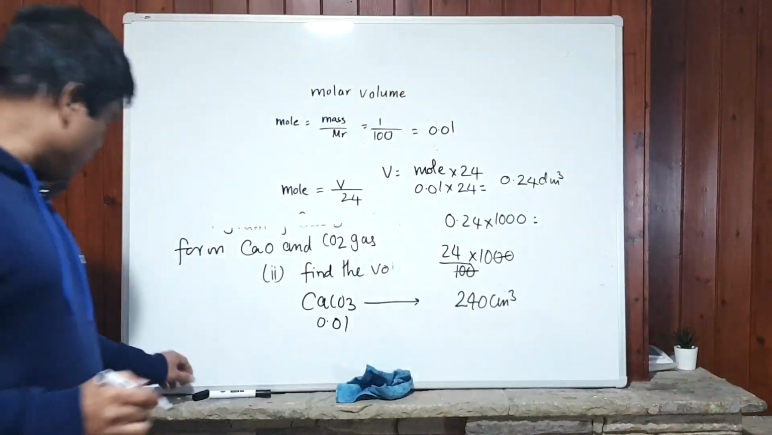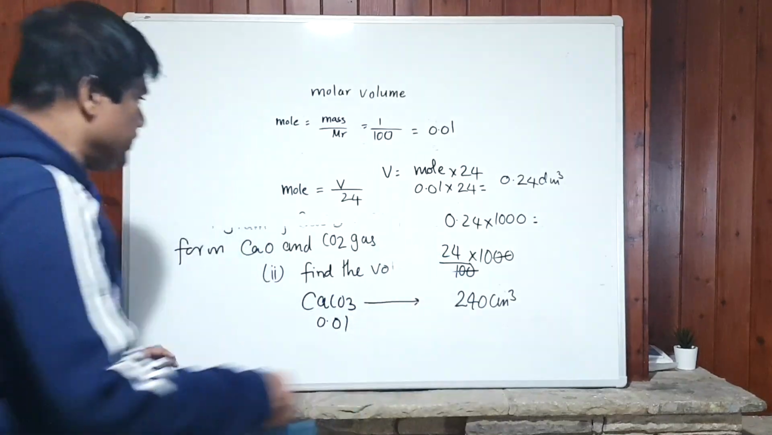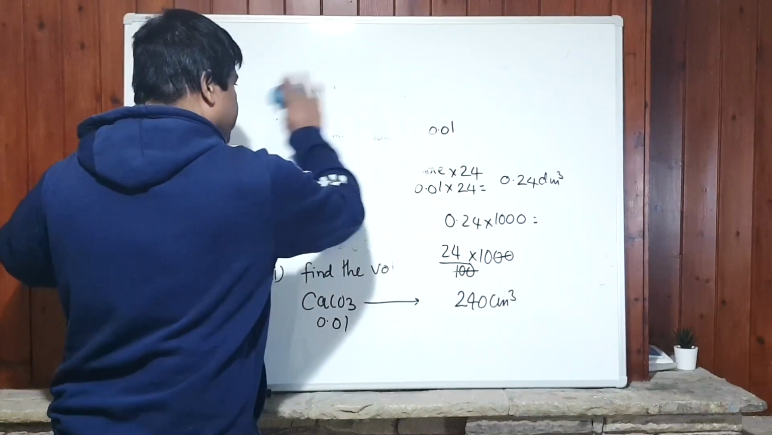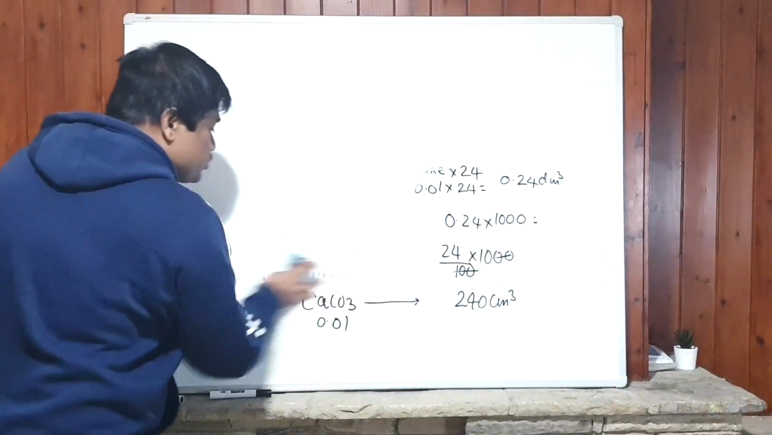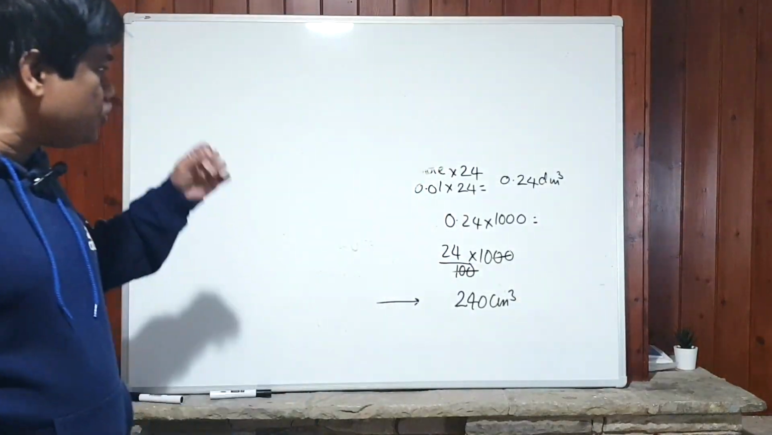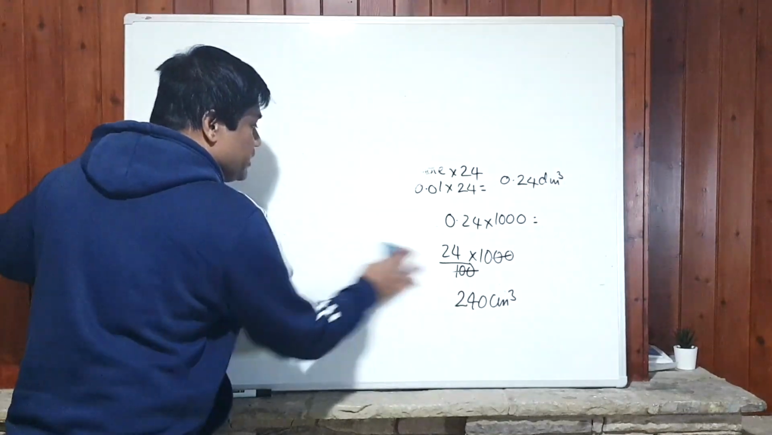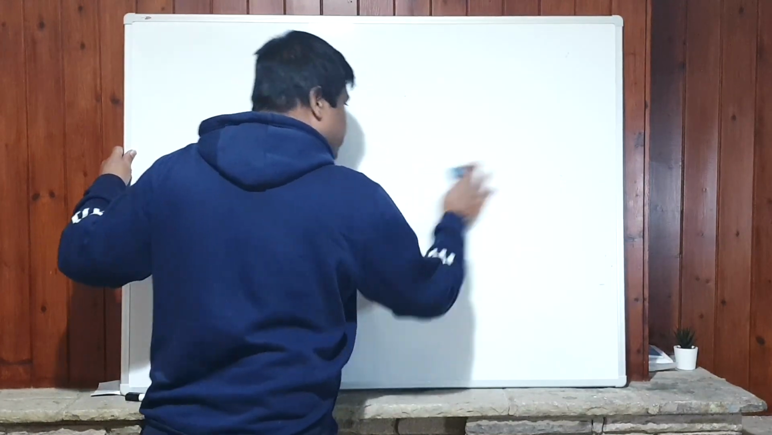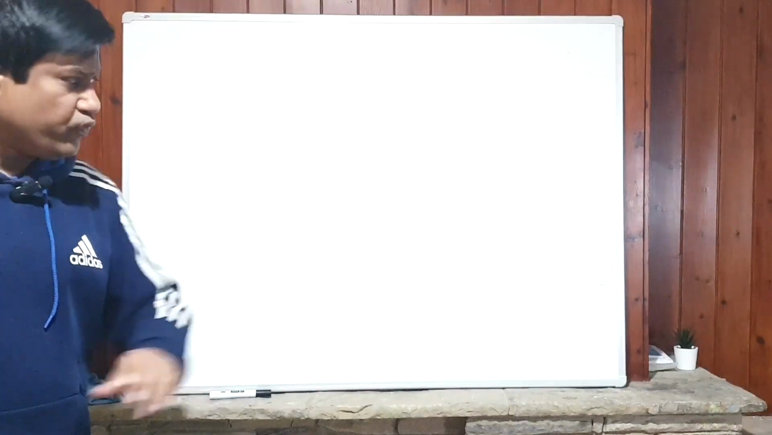Let's do one more question, and then we can jump to the PV equals nRT formula, which is the ideal gas equation. One more question, guys. My strong tip for you is don't try to memorize the formula or the chemistry. Try to learn the chemistry. Learning chemistry is fun. Let's see one more question, similar to that one, based on the molar volume formula.